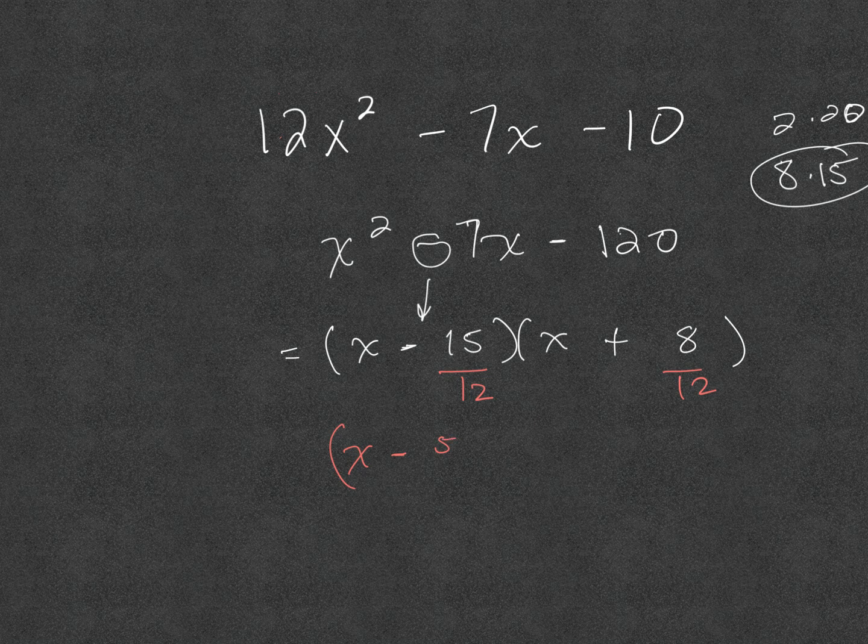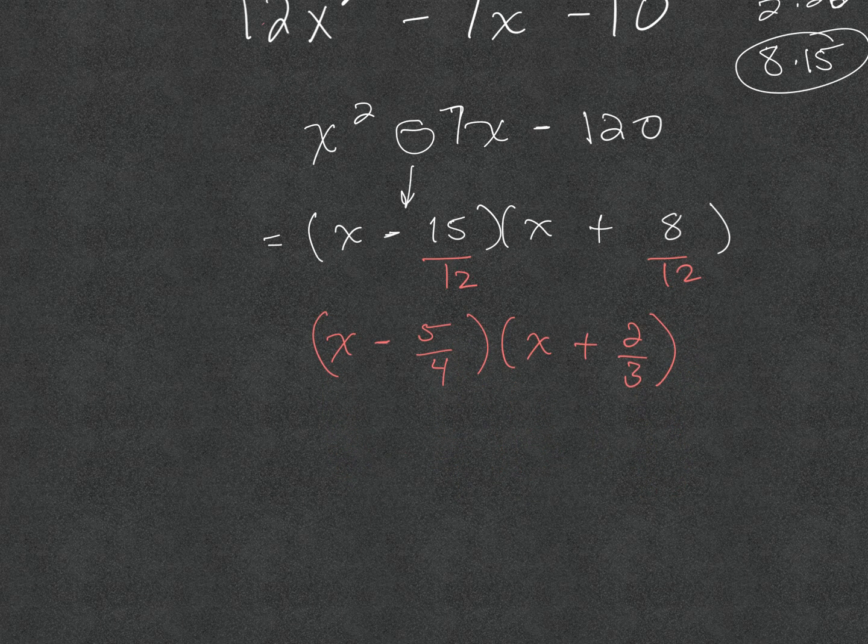I get x minus 5 over 4 times x plus 2 over 3. Okay, now what do I want to do? I'm going to multiply times 4 here. That's going to turn into 4x minus 5. And this is going to turn into 3x plus 2. Does that work? Let's check.